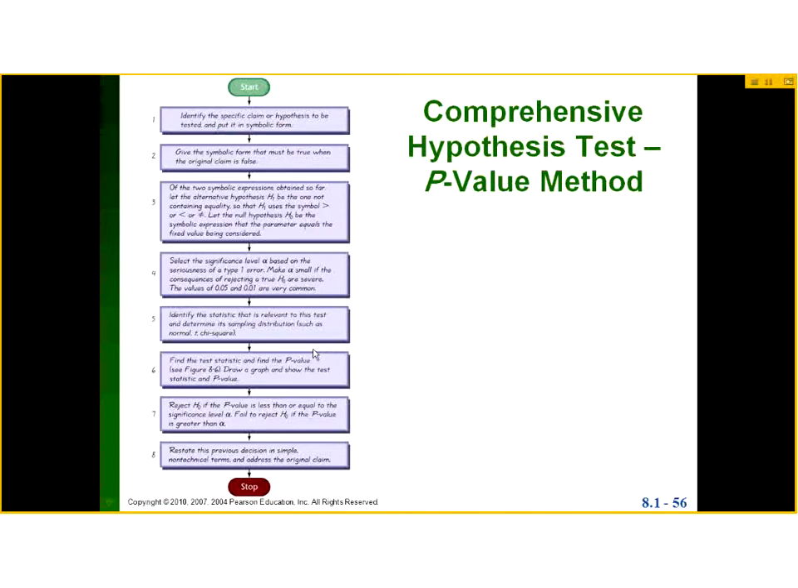Then the test statistic, and calculate it whether it's normal, t, or chi-square. Then find the test statistic and find the p-value directly. Once you get the test statistic, find the p-value from it, draw a graph and show the test statistic and p-value on it. Last, reject H0 if the p-value is less than or equal to the significance level alpha, or decide to fail to reject H0 if the p-value is greater than alpha. The very last step is to restate this previous decision in simple non-technical terms and address the original claim. Once you decide reject or not reject, don't just write that.